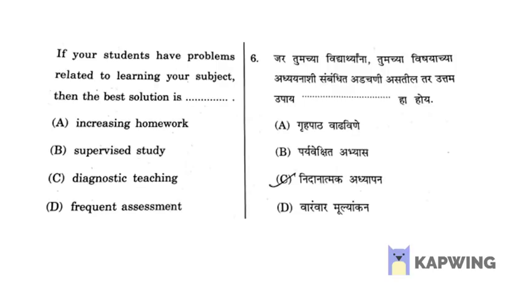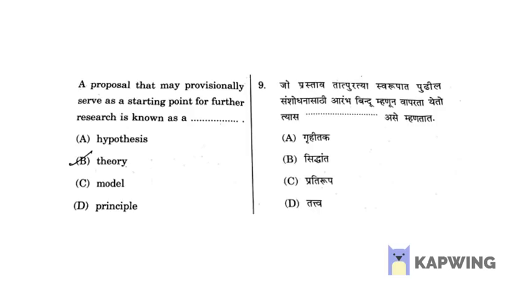Now moving on to the next question, friends. A proposal that may provisionally serve as a starting point for further research is known as. The option marked here is theory, but theory is not a starting point for any research. See friends, if you know Darwin's theory of evolution, it was not a starting point, it was a complete detail of what has happened in the past. You understood? So theory is not a starting point. It is a rationale behind the things which have happened.